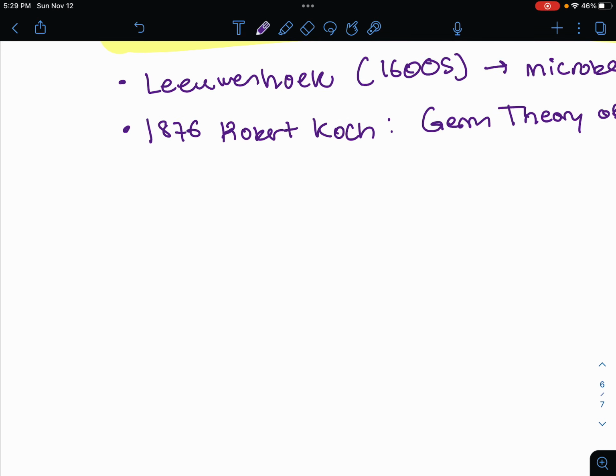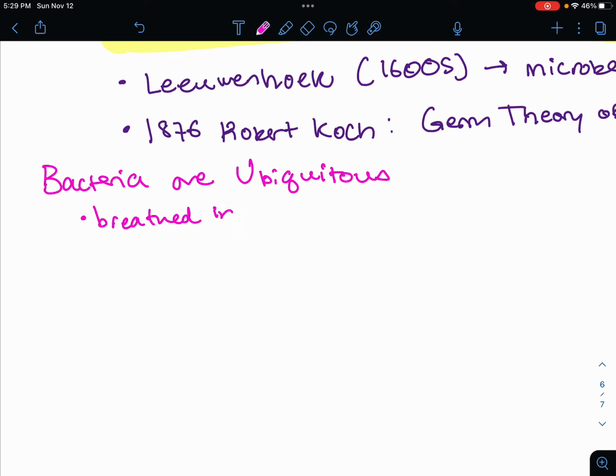Alright, so let's talk about the main players in the microbiota, or in these host microbe interactions. That would be, of course, the bacteria. Bacteria are ubiquitous. This means that we're going to always be in contact with them daily. They're going to be breathed in. They're going to be on surfaces, etc. And most will do no harm.